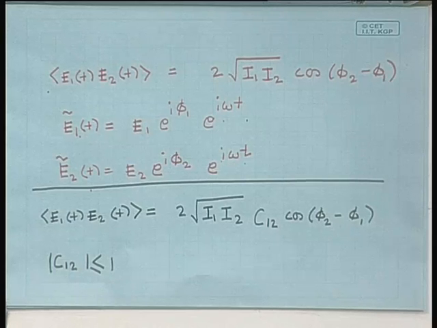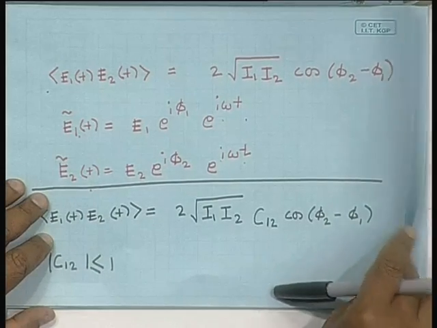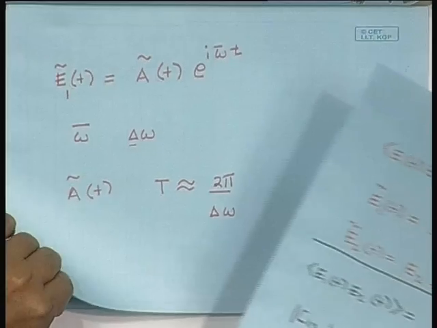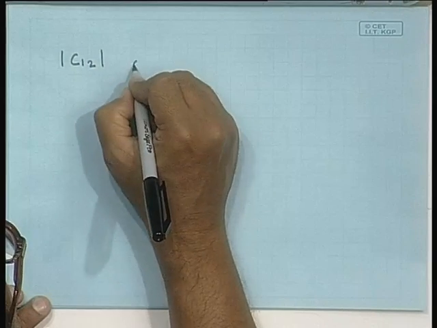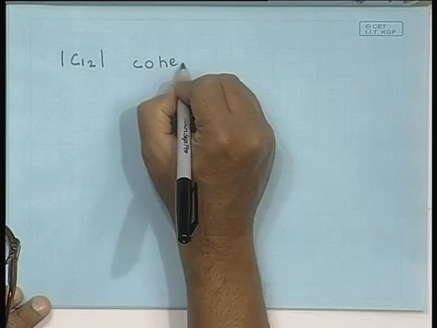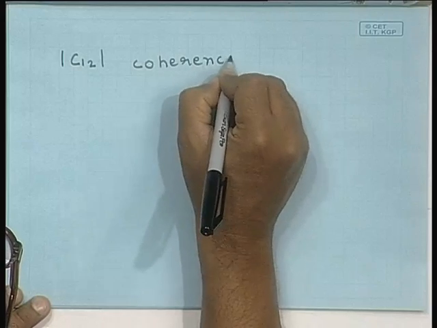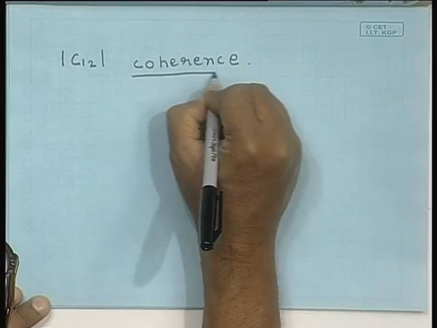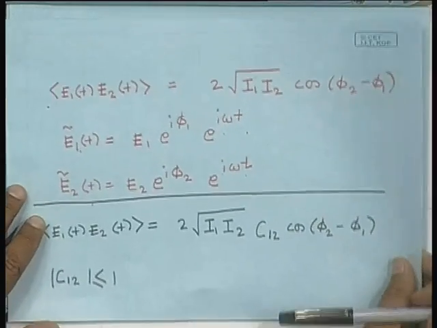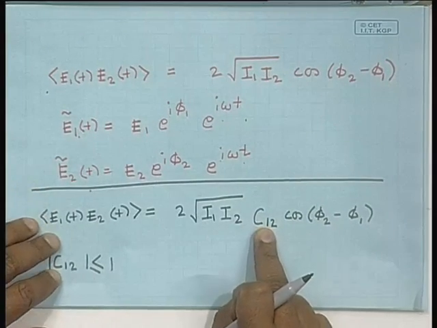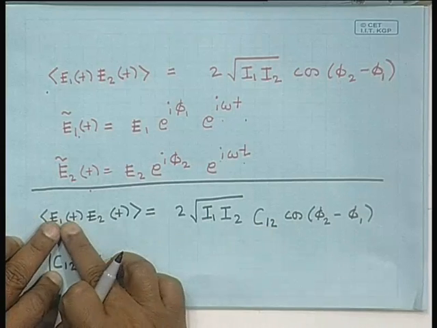Okay. So, this number C12 we shall call the coefficient of coherence or the degree of coherence or just the coherence. Okay. So, C12, the number which we have introduced over here, quantifies the degree of coherence between the two waves E1 and E2.